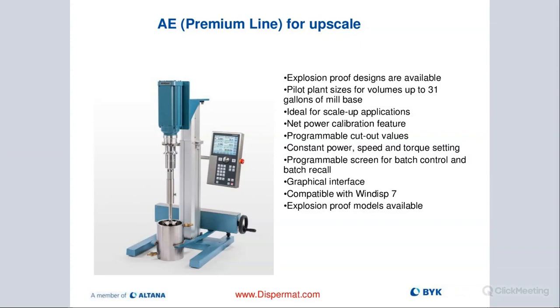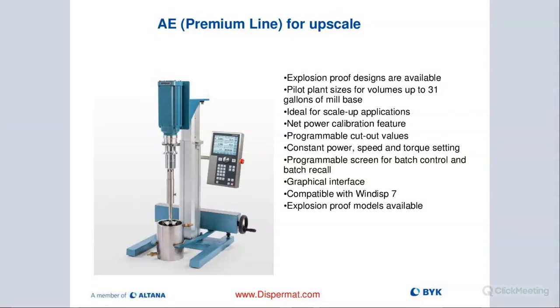You can do what's called a net power calibration feature. So when you turn on the machine, you can set all the values to 0, because the Dispermat, if it runs even without a product, it would use energy just by moving the blade. Basically, you would set that all to a 0 value, so that the amount of energy you're putting in or the torque value would be only related to your material and not to the machine input.